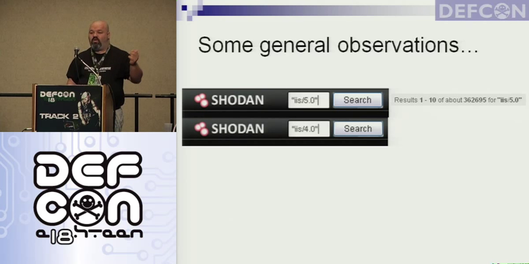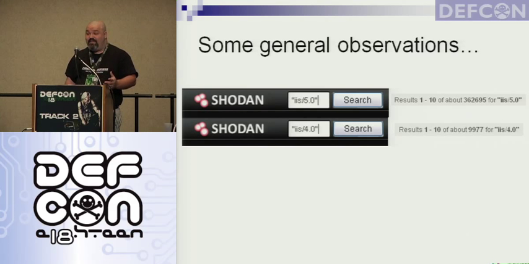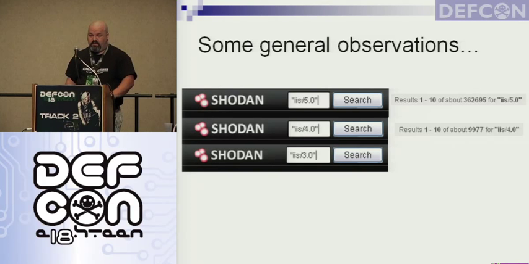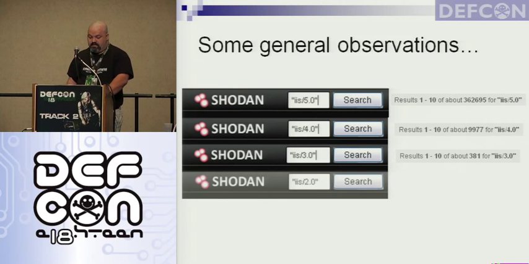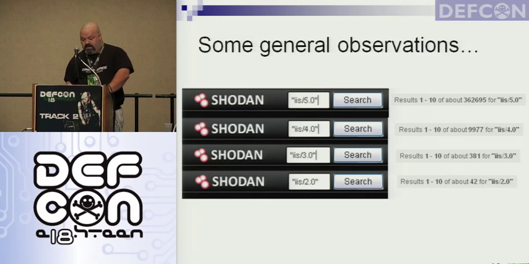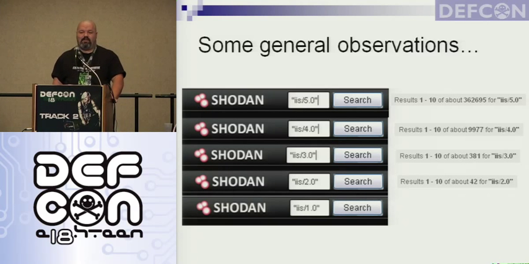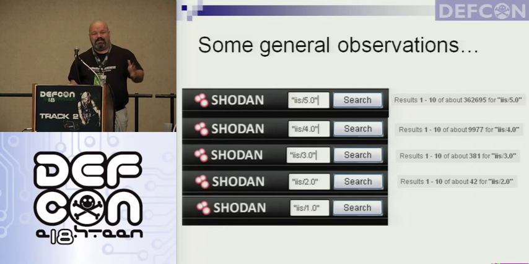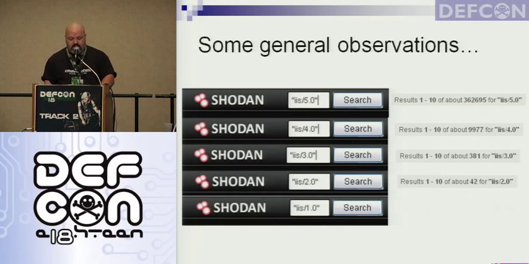IIS 4.0. See, now we're getting older. Now we're going back into the 90s. Still almost 10,000. IIS 3.0. You see where this is going, right? 381. IIS 2.0. 42. Does anybody know what IIS 1.0 maps to? It's like Windows NT 3.51 maybe or something like that. It's like 1995, 94-ish. Wow!